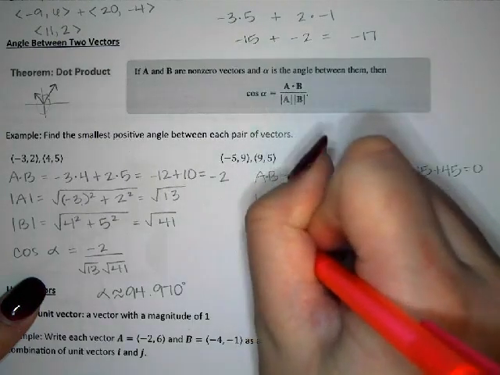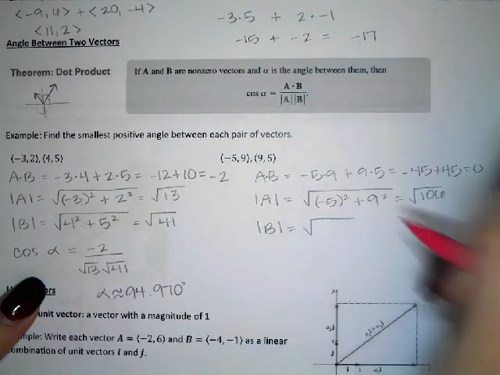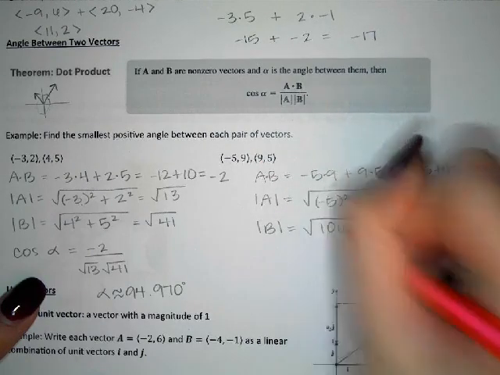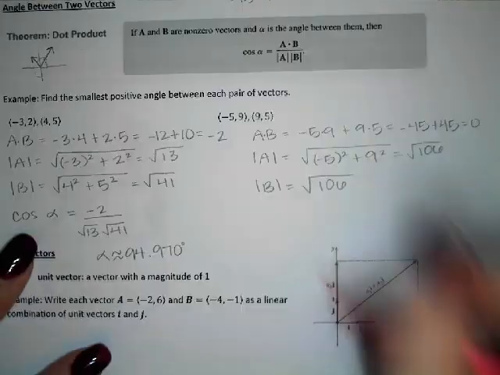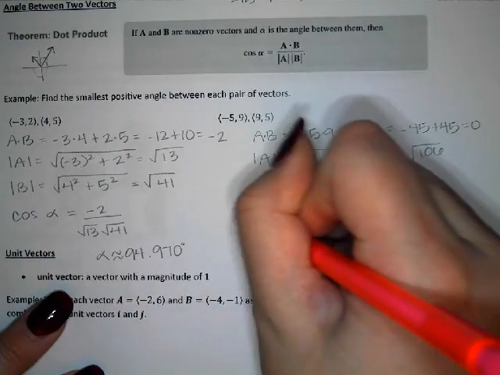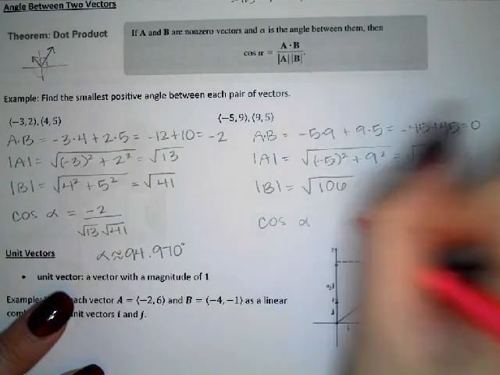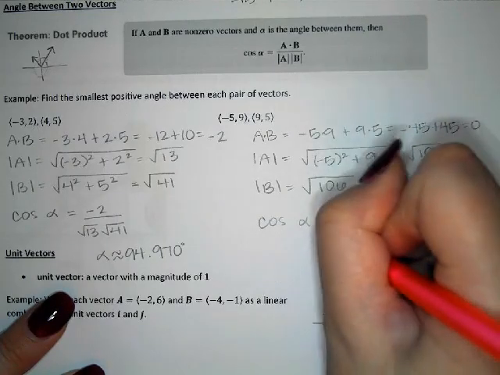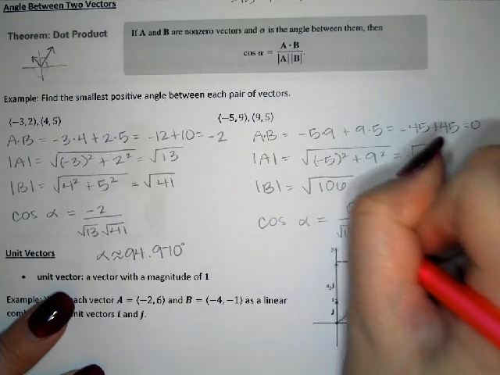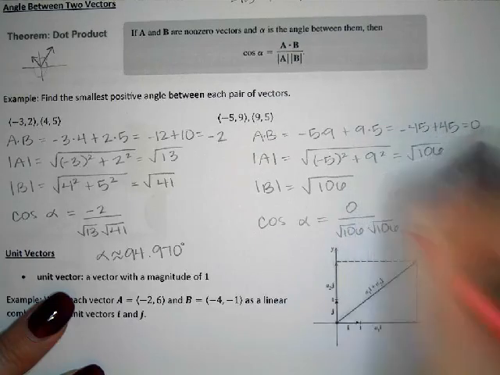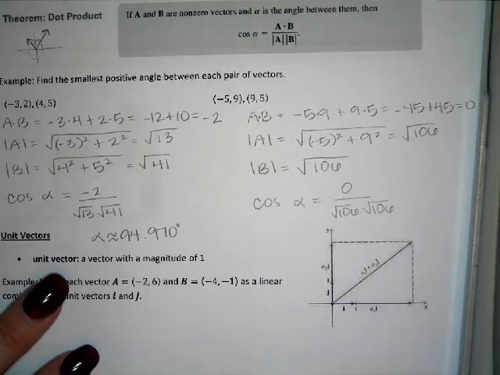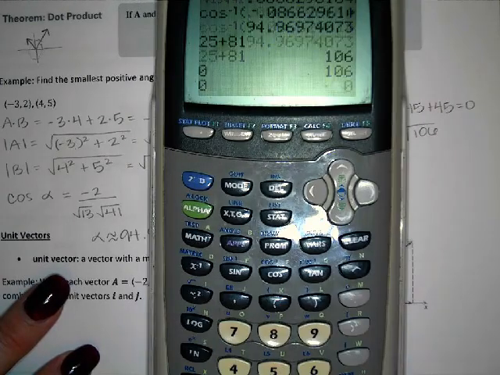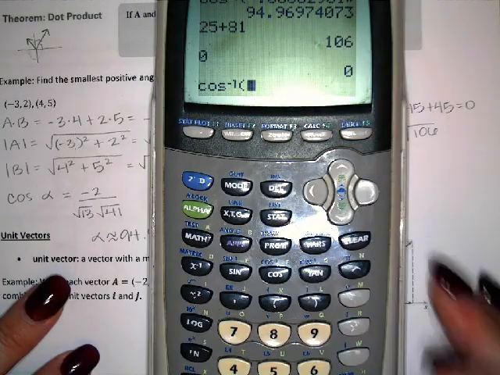So here we have cos alpha is 0 over the square root of 106 times the square root of 106. And 0 divided by any number is just 0. So I've got just 0. And then if I do cos inverse of that, you should know this one because this one's on a unit circle. It's just 90 degrees. So those were vectors that are perpendicular to each other.